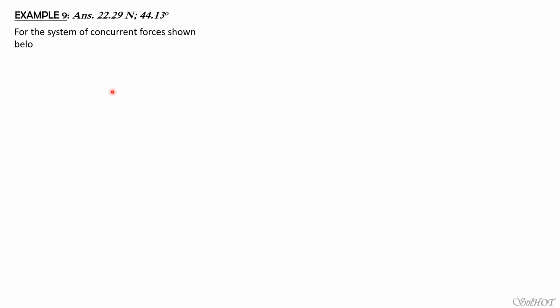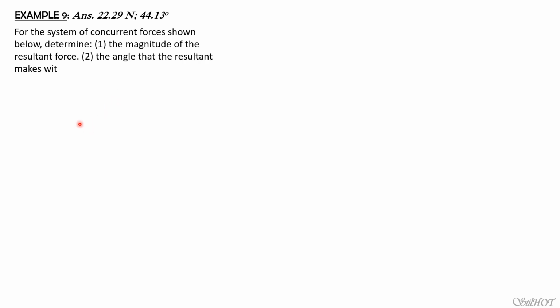Okay, let's have the solution to problem example 9 for the system of concurrent forces shown below. Determine the magnitude of the resultant force. Number 2, the angle that the resultant makes with the y-axis. So these are the forces in vector form. So therefore, the resultant is simply the sum of the vectors.